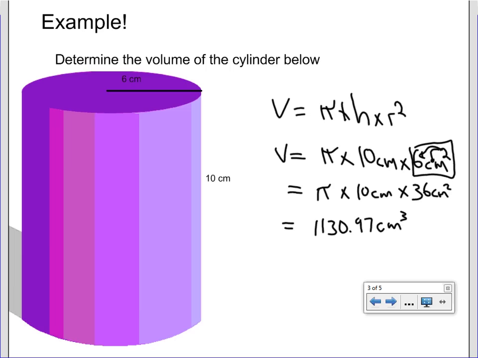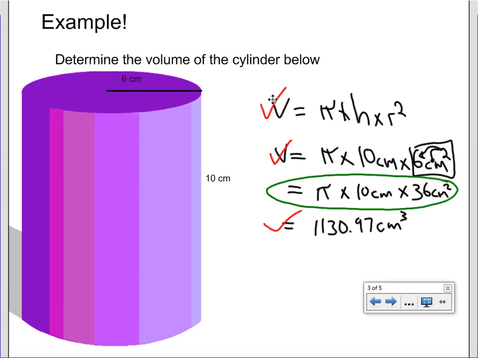Along with the other volume lessons we've done, the way we're going to mark this is one mark for our formula with the correct values, and then one for our final answer. The step in the middle, you technically don't need in my class to get full marks. I would suggest doing it to keep your brain organized.